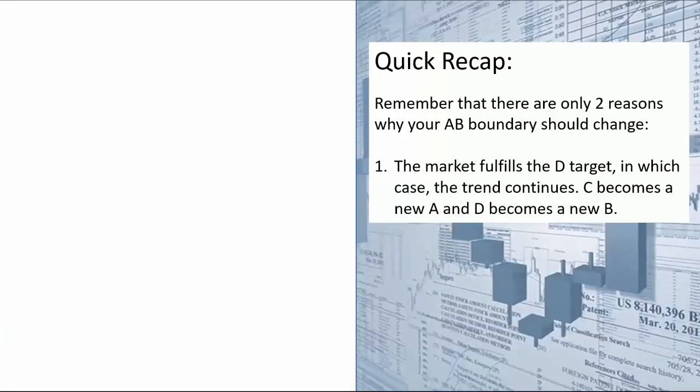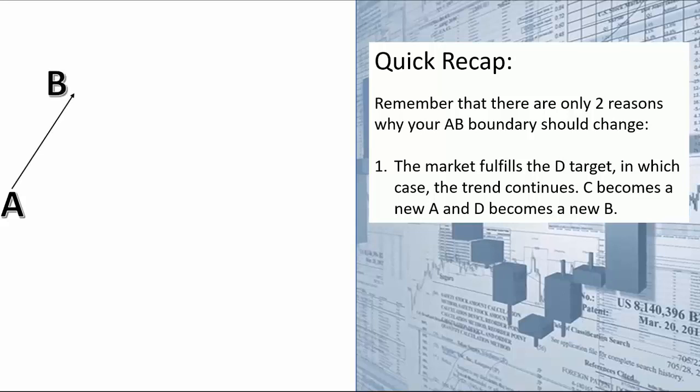So here's how this is going to work. Let's do a quick recap about what we talked about before. We discussed that there are only two reasons why the A-B boundary should change. The first one is when the market fulfills an A, B, C, D target, in which case the trend continues, right? C is going to become a new A, the D is going to become a new B. And we kind of explained that, right?